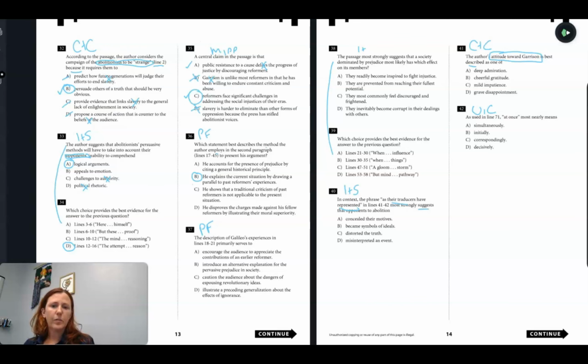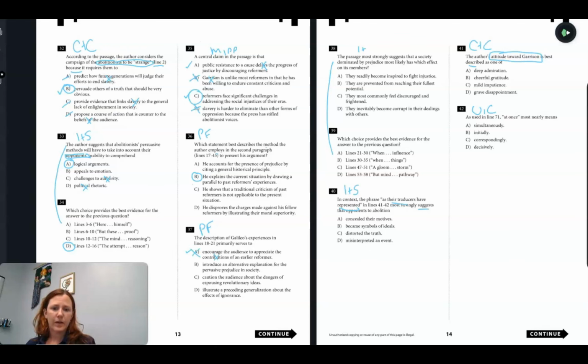The description of Galileo's experience primarily serves to... So if we look back, this is going to be, we threw Galileo in jail because he said things we didn't like, and then we made him lie to get out. So it's kind of a, Galileo is our reformer, and look what we did to him. That was not a great decision. So it serves to encourage the audience to appreciate the contributions of early reformers. Maybe not quite. It's not necessarily talking about what he contributed, more of what we did to him.